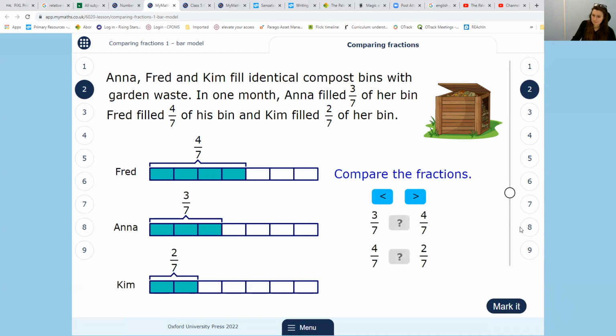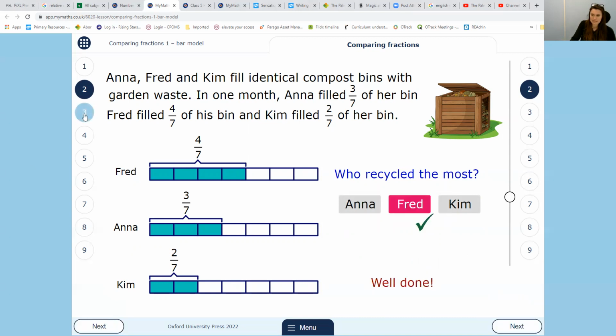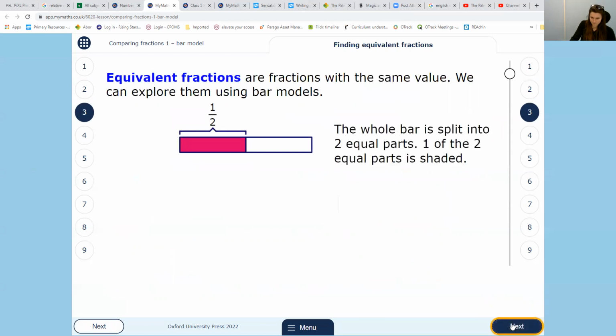So if we're using our symbols, which one is bigger? Remember, it goes towards the bigger number, the bigger side. So when denominators are the same, it becomes really, really easy to see who had the most. Oops, I clicked off Fred. Right, now let's go to the next challenge.